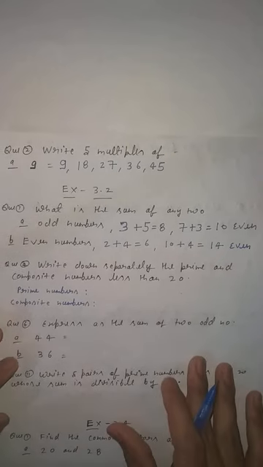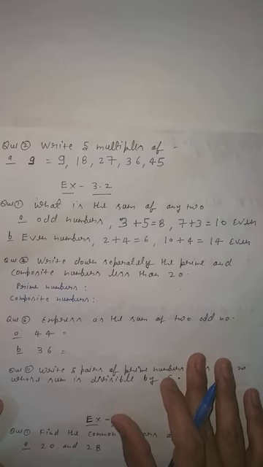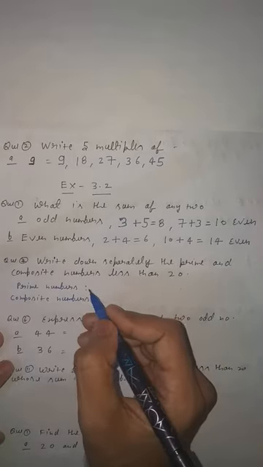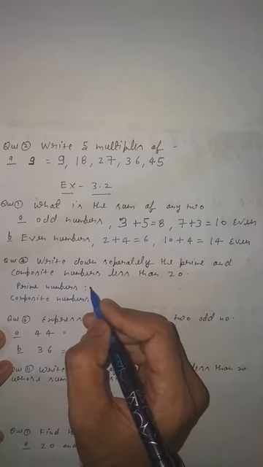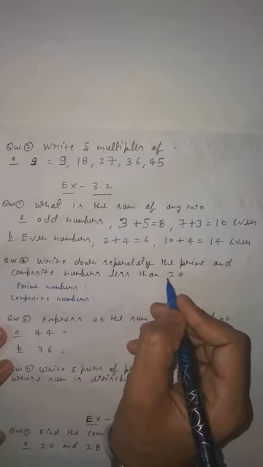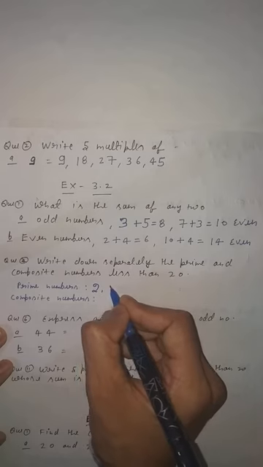Now next is write down separately the prime and composite numbers less than 20. Now students, yesterday I explained the concept of prime number and composite number. Prime number means the numbers which are only divisible by 1 and itself. So less than 20 you have to write down. The first prime number is 2. Second, third you can write down.